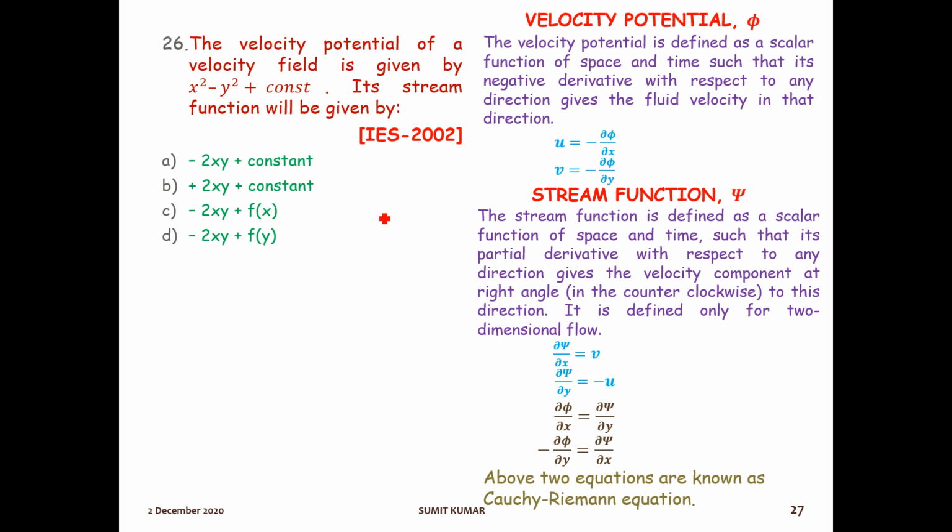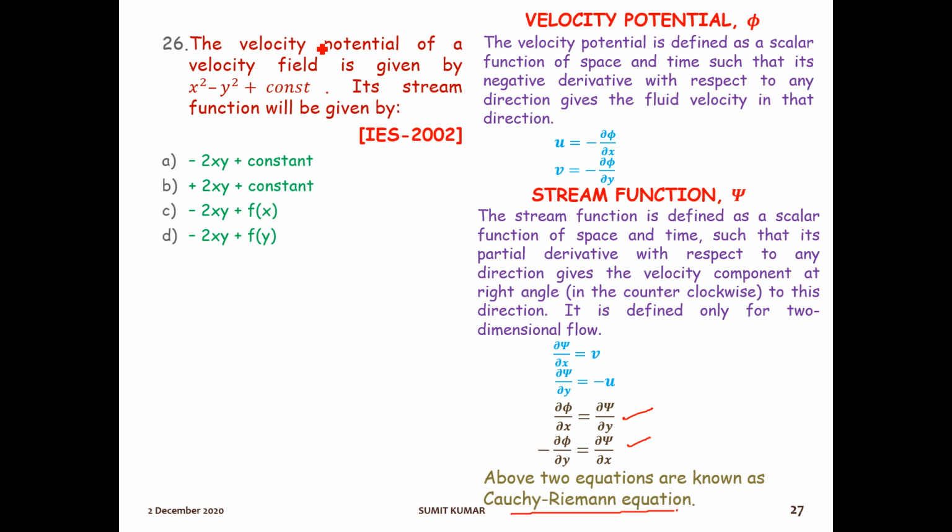Now question number 26. The velocity potential of a velocity field is given. Its stream function will be given by? So from the stream function and velocity potential we can relate them. We can write the equations in terms of psi and phi, and both equations are known as Cauchy-Riemann equations. Here we will use these equations: del phi by del x is equal to del psi by del y, and minus del phi by del y is equal to del psi by del x.